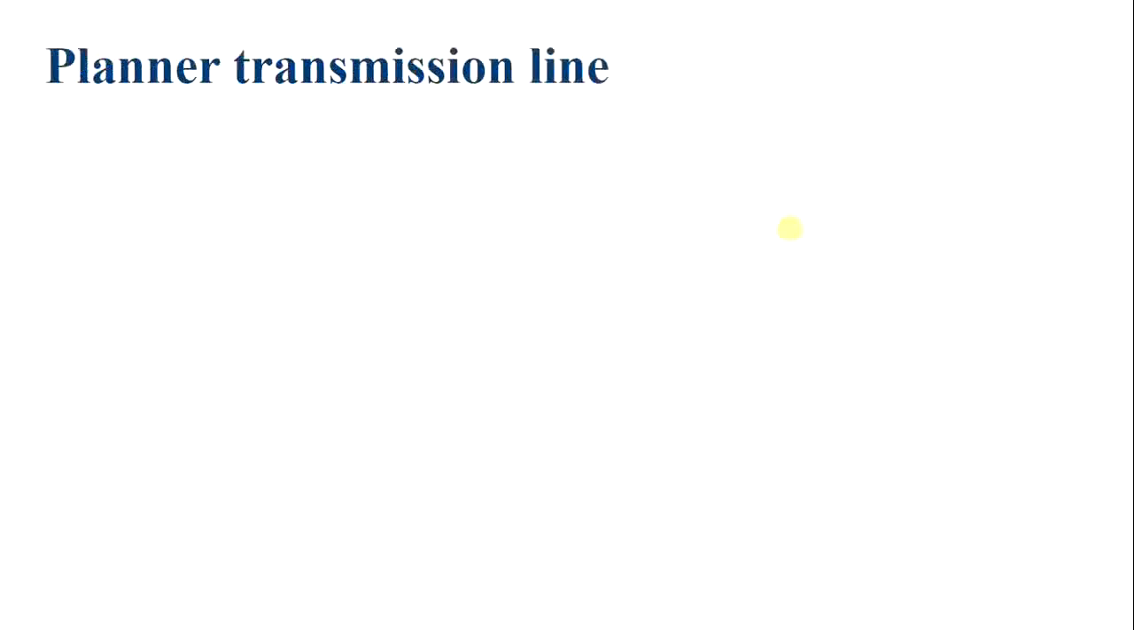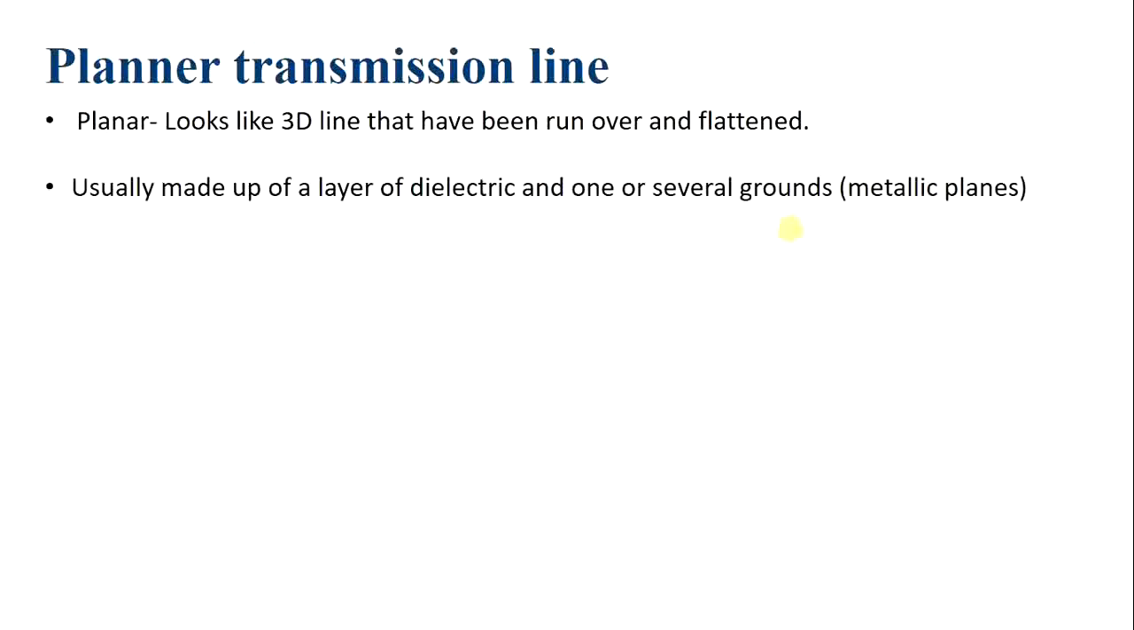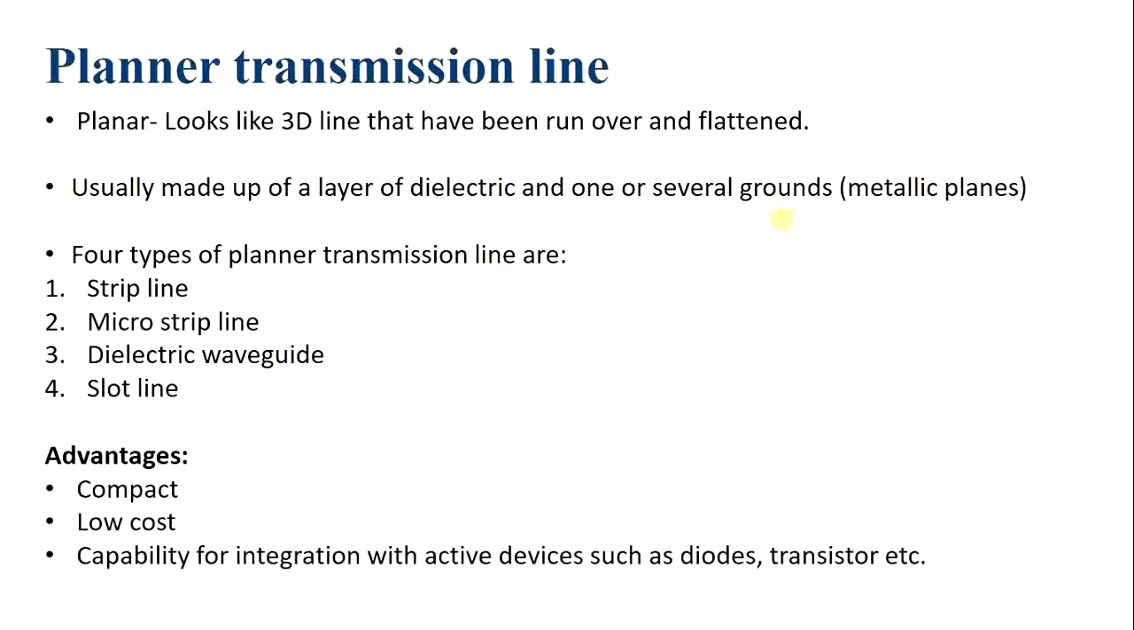Starting with the planar transmission lines. Planar, it looks like 3D lines that have been run over and they are flattened. Usually, these planar transmission lines are made of layers of dielectric and one or several grounds. Four types of planar transmission lines are strip line, microstrip line, dielectric waveguide and slot line. So in this lecture, we will focus on the strip line and microstrip line and their constructional details. Advantages of planar transmission lines are they are compact, low cost, and they have capability for integration with active devices such as diodes, transistors, etc.